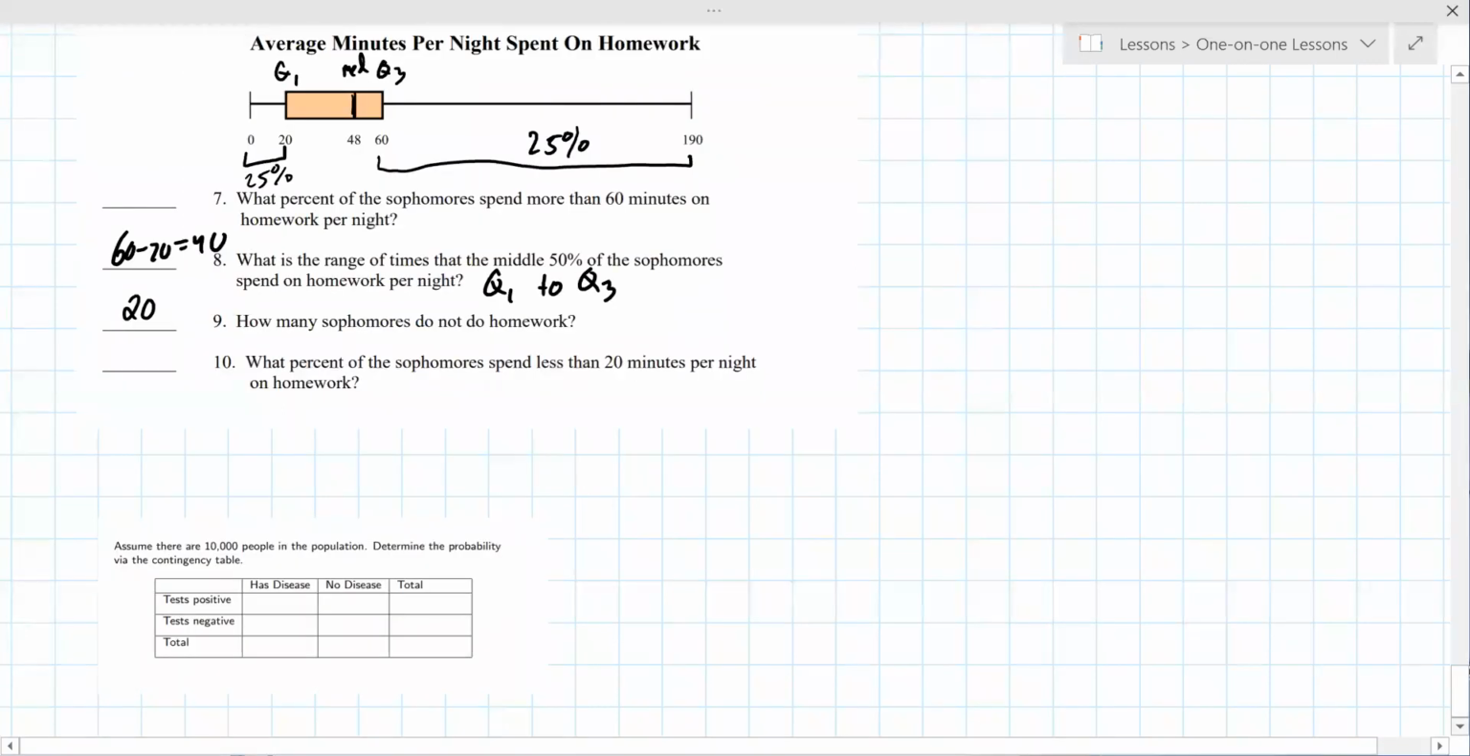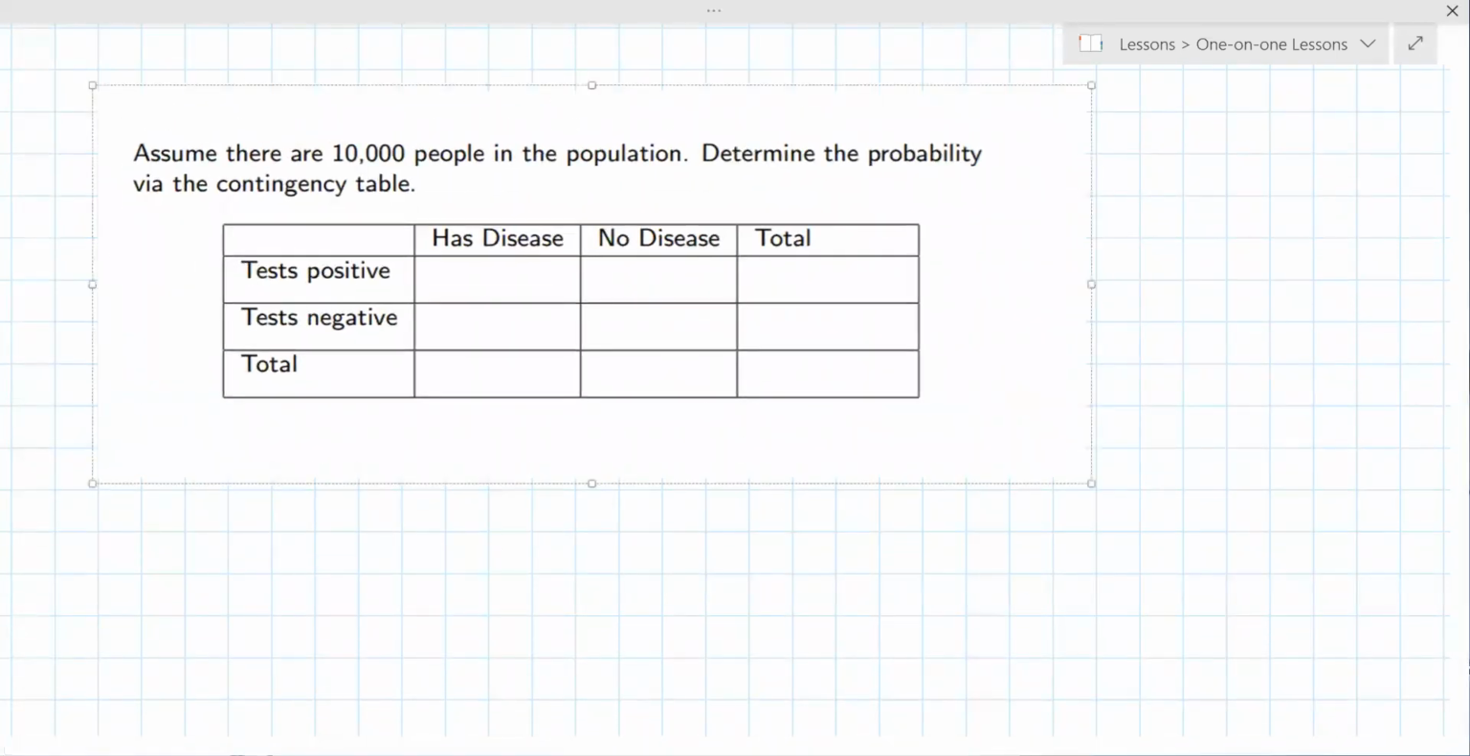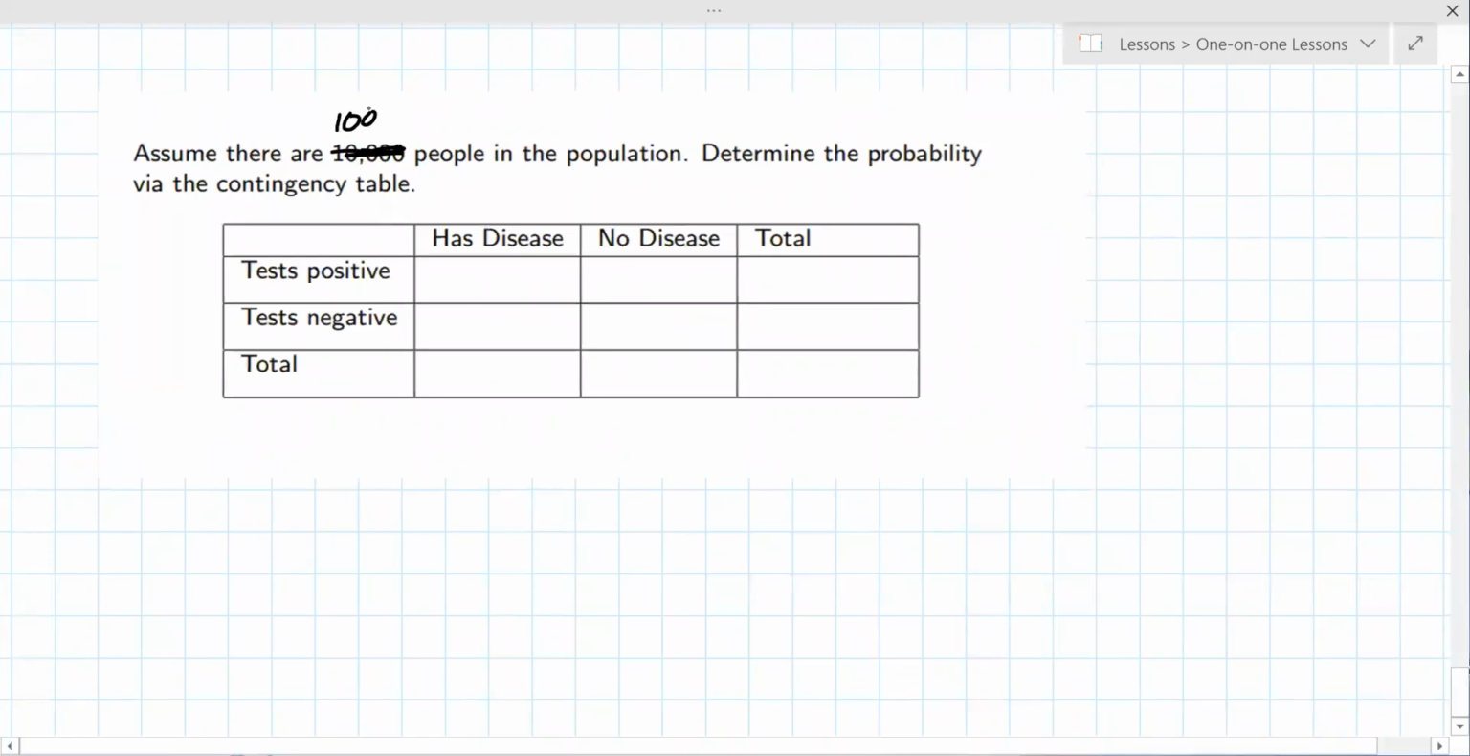So we're going to change the numbers a little bit because we don't want to deal with numbers this big. Let's just say that there are 100 people in the population. 30 have the disease, 15 don't. Let's make this 40, and then that's 15 as well. I don't want those numbers to be the same. So let's make this 35 and 20, 20 and 35.